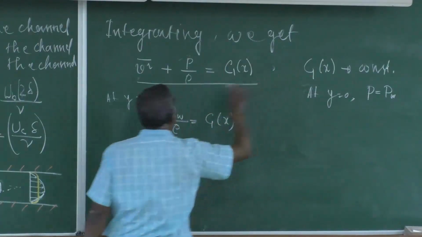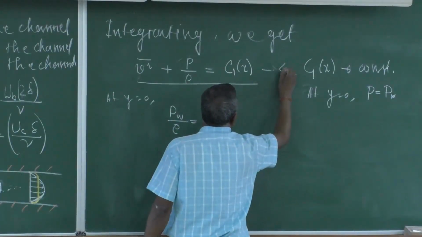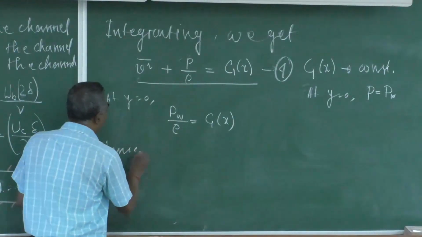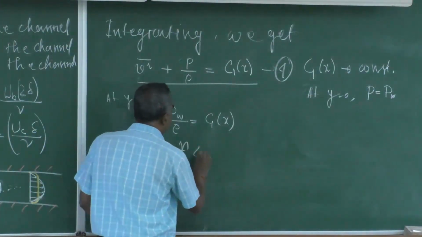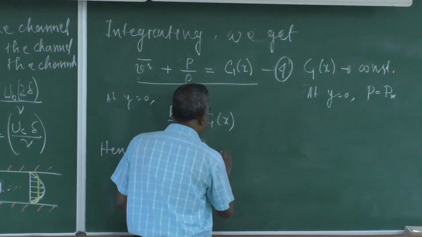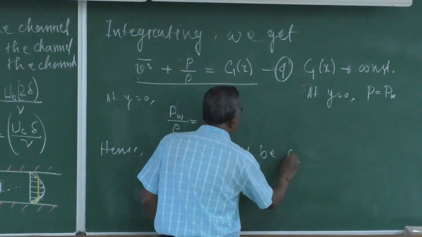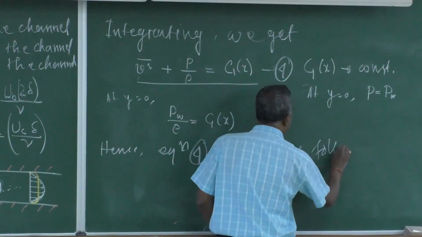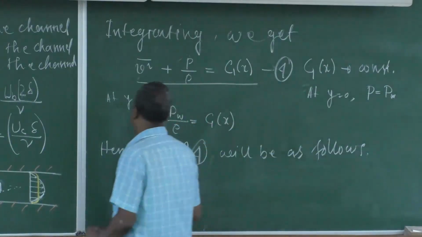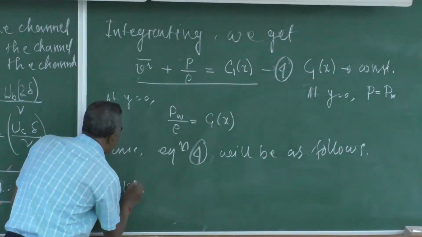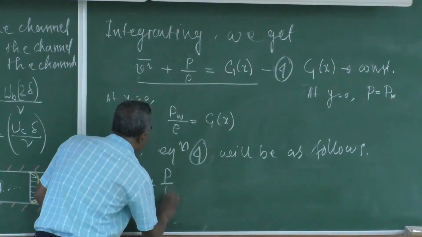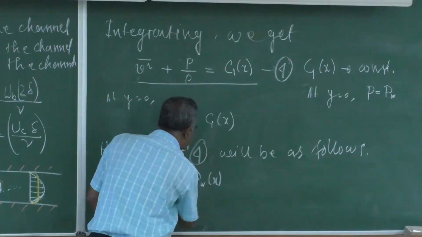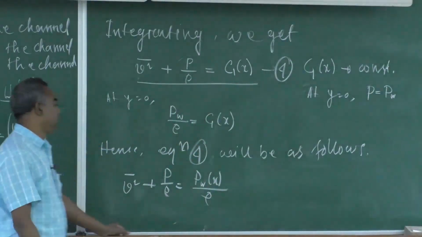So, this particular equation, okay, let us say this equation is your equation 4. So, hence your equation 4 will be as follows, okay. So, what it is going to be? It is going to be your v square bar plus p by rho equals to that constant, which is Pw, which can be a function of x, by rho, okay.